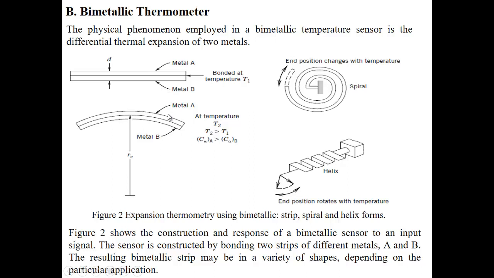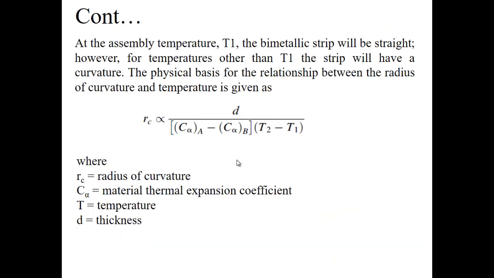They have quite a variety of shapes of the bimetallic thermometer: either strip, spiral, or helix form. The resulting bimetallic strip may be in a variety of shapes depending on the particular application, as I said before. And then continuing, at the assembly temperature T1, the bimetallic strip will be straight. However, for a temperature other than T1, the strip will have a curvature. The physical basis for the relationship between the radius of curvature and temperature is given by this formula. So you can see from this formula the relationship between the radius of the curvature and also the temperature difference between two different strips of metal. Okay, that is for the bimetallic thermometer.